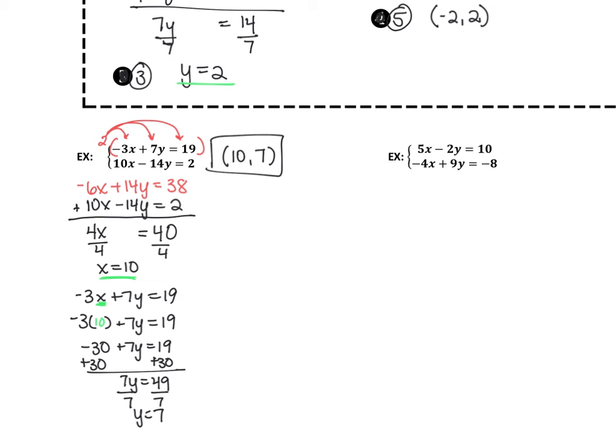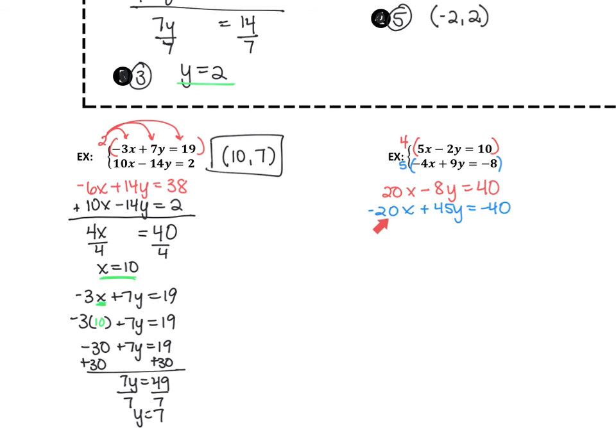Now I'm going to go back to what I had before. So let's multiply this top equation by 4. So we get 20x minus 8y equals 40. And now I'm going to multiply the bottom equation by 5. So we get negative 20x plus 45y equals negative 40. Now you'll notice, and this was the whole point, that we have inverse coefficients.